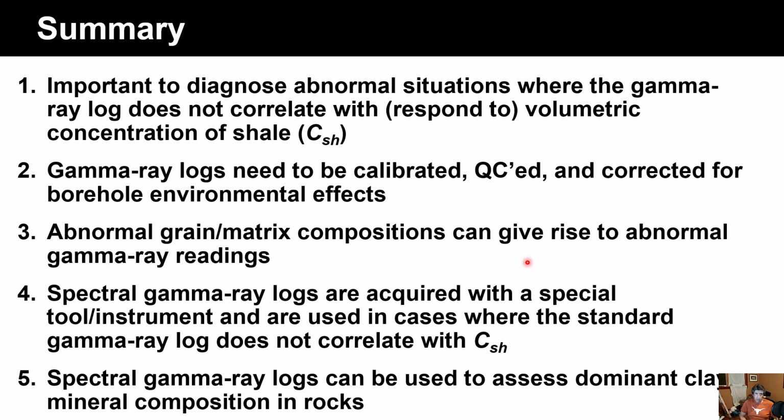I also showed you that if you have abnormal grain matrix compositions, such as potassium-rich minerals or thorium-rich minerals, abundant organic material, or volcanic materials with abnormal compositions, then they can produce high values of gamma ray, not because you have clays, not because they're shales, but just because the grains have abnormal composition.